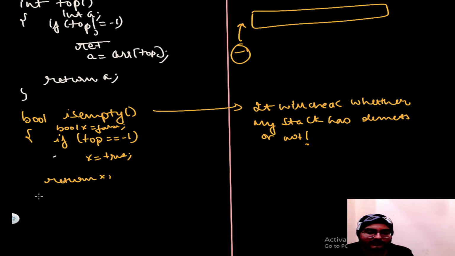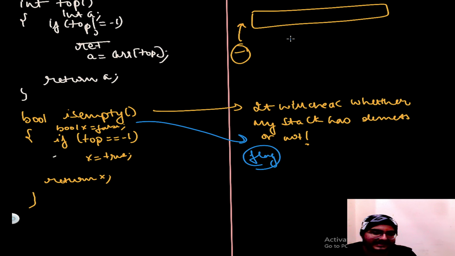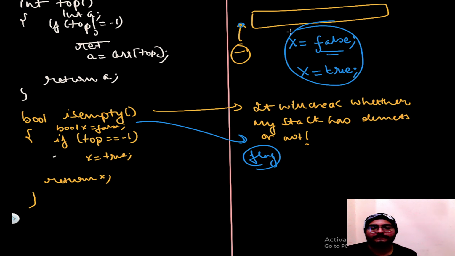So here I have used a flag. What I did, basically, is assume by default that my stack is not empty. Then I checked that if my top is -1, then I am wrong, and I will say x is equal to true. After doing this, whatever the value of x is, return that. This is the simple thing.